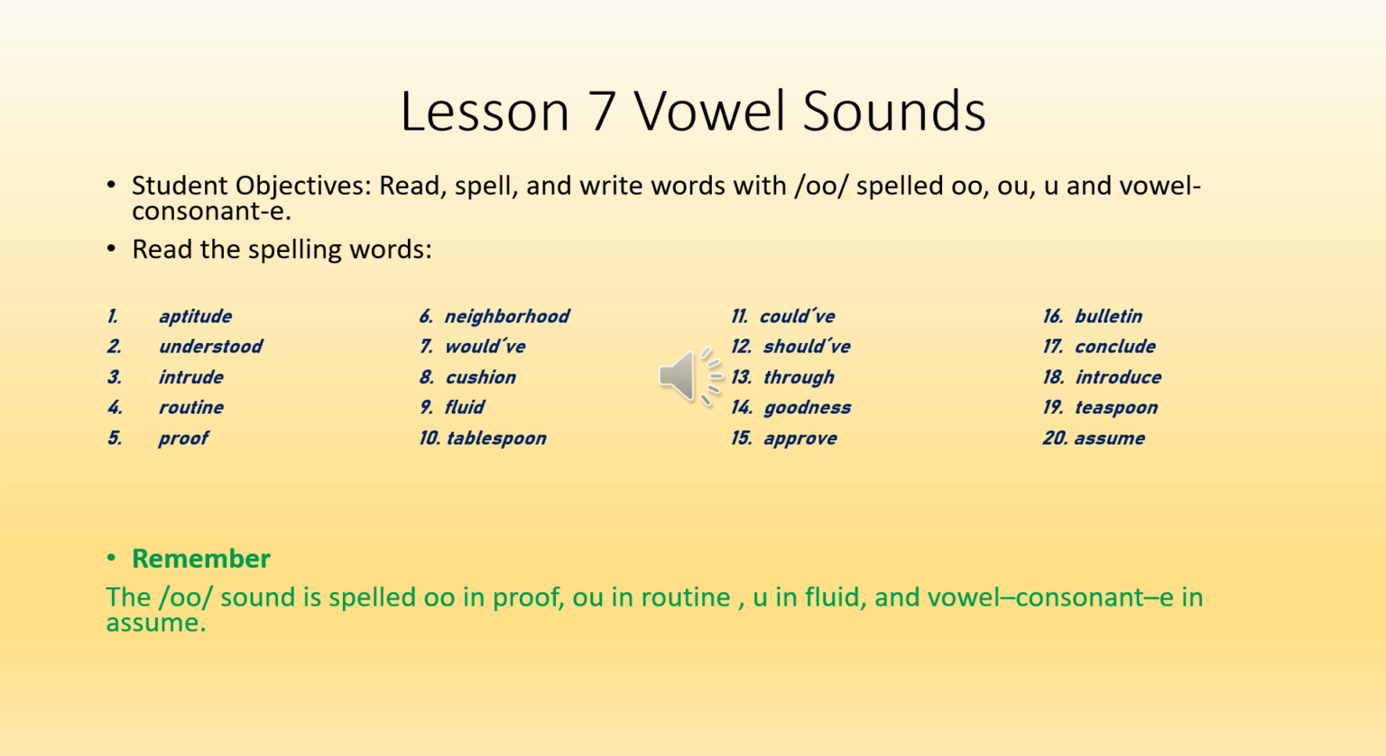Now there is something that you must remember. The double O sound is spelled O-O in improve, O-U in routine, U in fluid, and vowel consonant E in assume. Let's go to the next page.